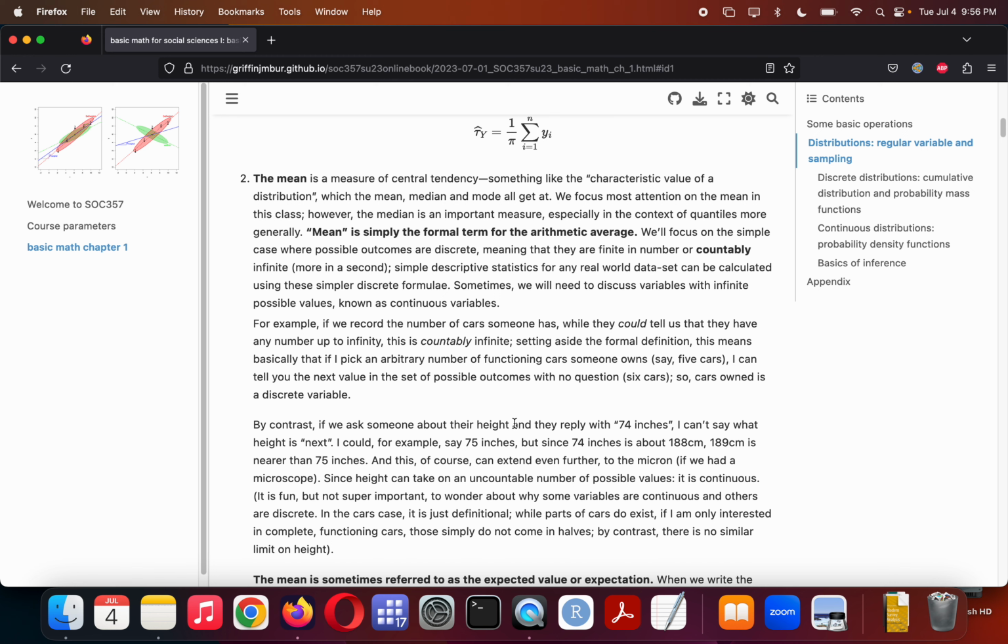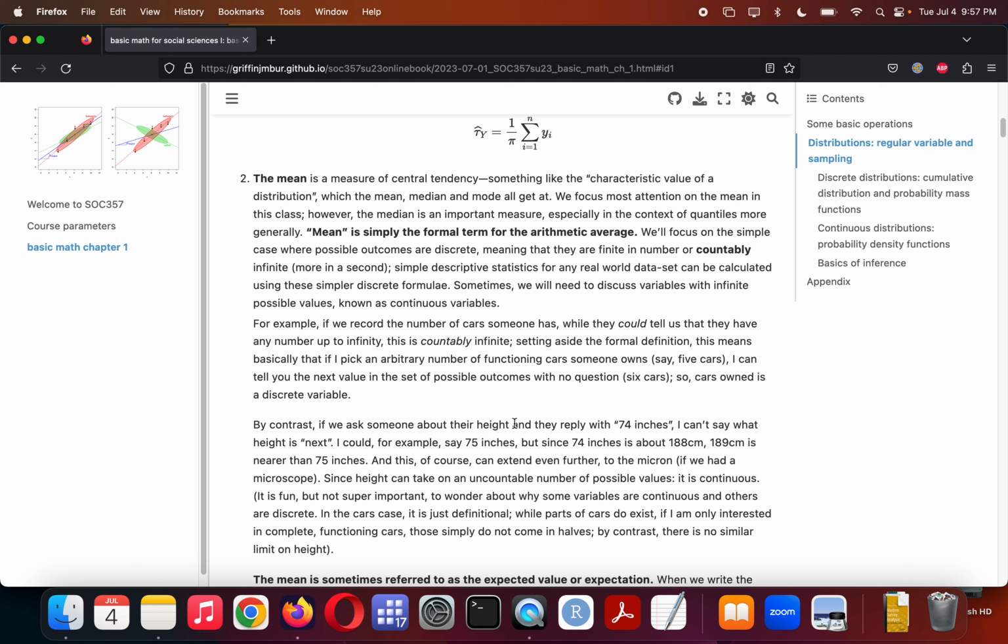It's fun, although not super important, to wonder about why some variables are continuous and others are discrete. In the cars case, it's just definitional. While parts of cars exist, if I'm only asking people about complete functioning cars, then you just don't have halves of that, right? You can have a car that's in pretty good shape, but it's missing its left or its right half, or it's got half the parts or something, but that to most people just doesn't mean functioning, so that doesn't work. Conversely, there's not really a similar limit on height though, so I can't force the same imposition on height.